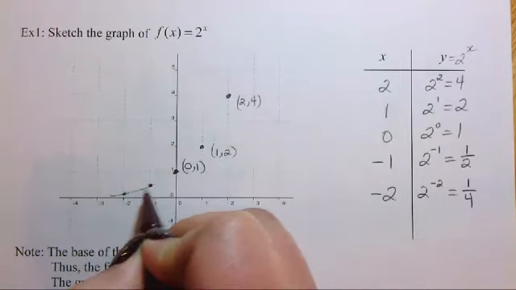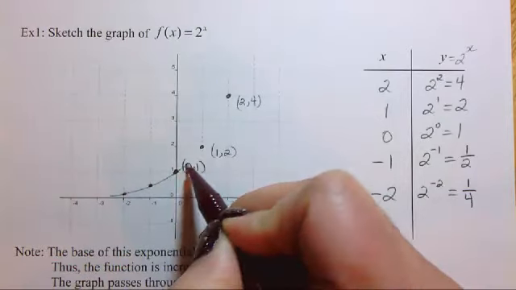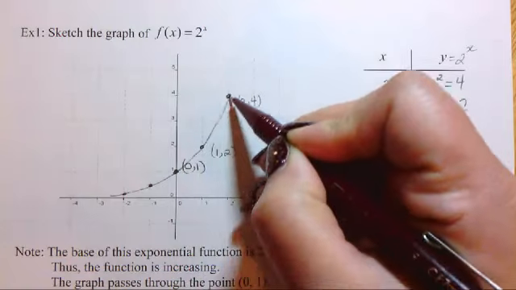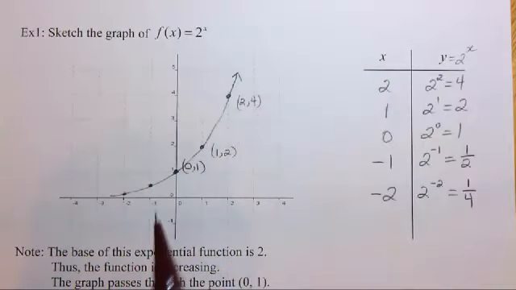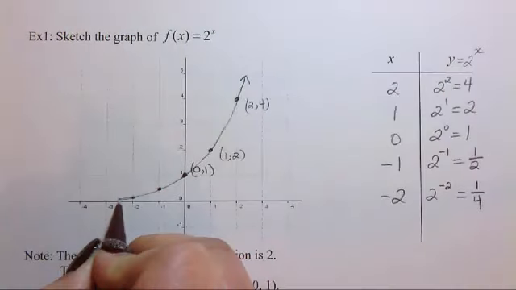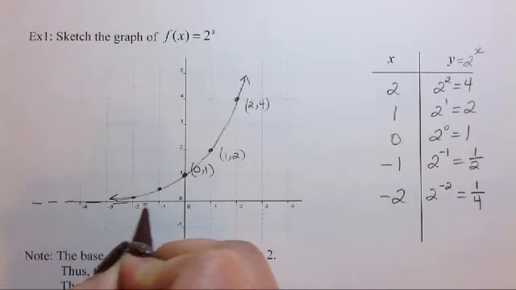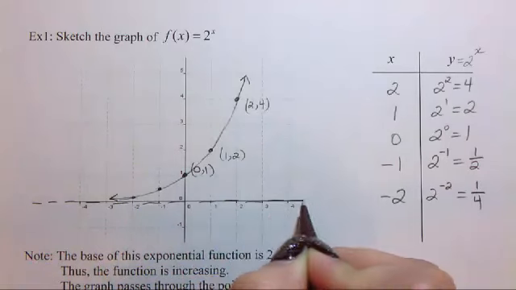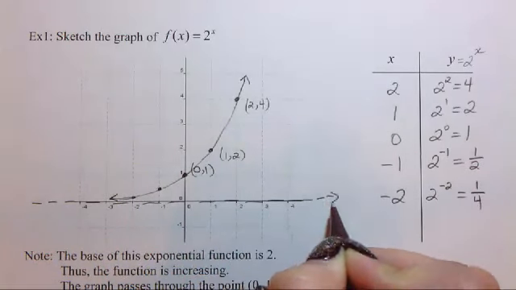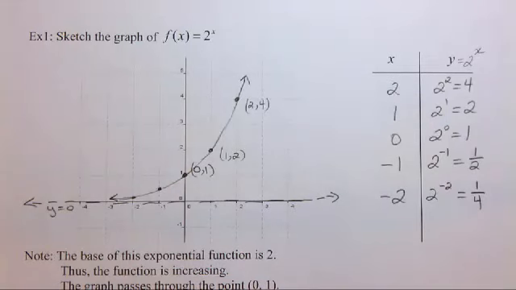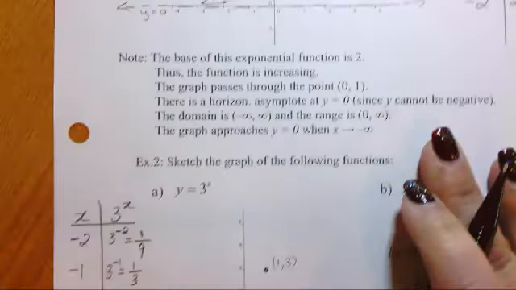So you want to connect these with a smooth curve. All right, make sure you don't have any corners anywhere or anything like that, and put an arrowhead on this end, put an arrowhead on that end, and then you've got to extend the axes here with a y equals 0 asymptote. Beautiful. All right, next question.